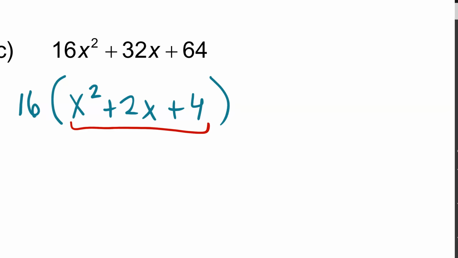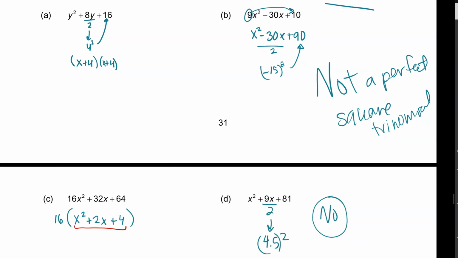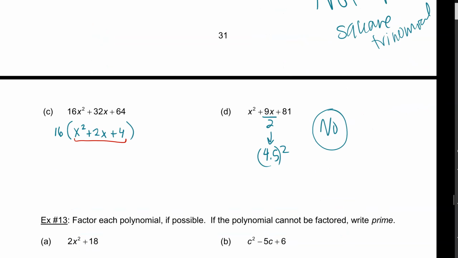Check for the greatest common factor. You always check for greatest common factor first. 16 goes into 64, 32, and 16. If there was no greatest common factor, like there wasn't in B, right? In B, 9, 30, and 10 have no greatest common factor. That's why I had to move it over and multiply, so I could try to use my rule where you take half of the middle one, square it, and see if that equals the end, because that would be a perfect square trinomial. B had no common factors. In C, 16 is the greatest common factor for all my terms, so I could pull out 16.